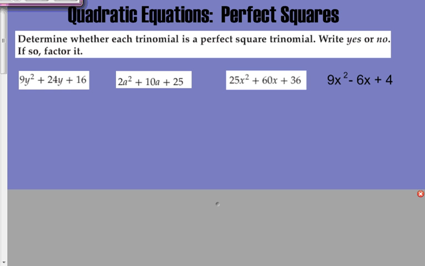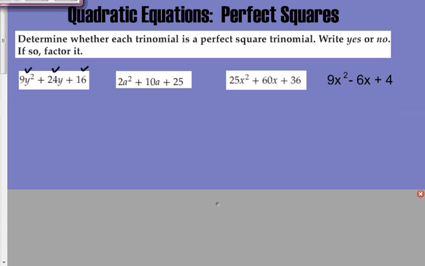The first two are, are the first and last terms perfect squares. So in this one, the first term's a perfect square, the last term's a perfect square. The second thing you have to check is about the middle term. Factor out or take the square root of the first and the last term. So it would be 3y and a 4. Multiply those two together and then double them. So 3y times 4 is 12y, and 12y doubled is 24y. So then that checks out. This is a perfect square trinomial.